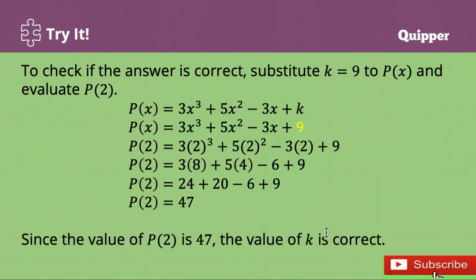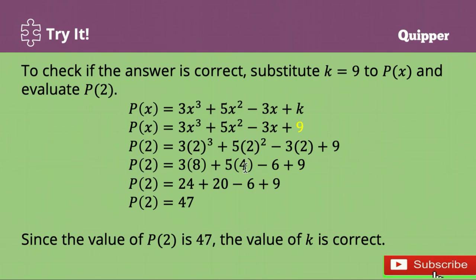To check if the answer is correct, we are going to substitute k is equal to 9 to our p of x and evaluate p of 2. So p of x is equal to 3x cubed plus 5x squared minus 3x plus k. Just substitute the value of k, which is 9. And there you go. Then substitute the value of x, which is 2. P of 2 is equal to 3 times 2 cubed plus 5 times 2 squared minus 3 times 2 plus 9. 2 cubed, again, that's 8.